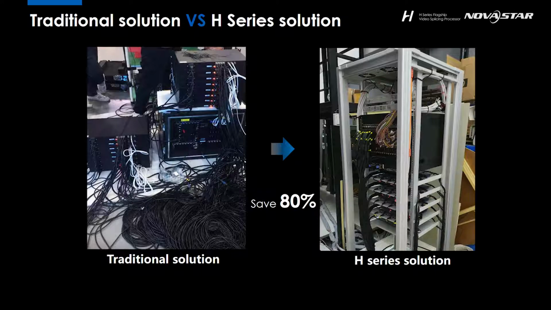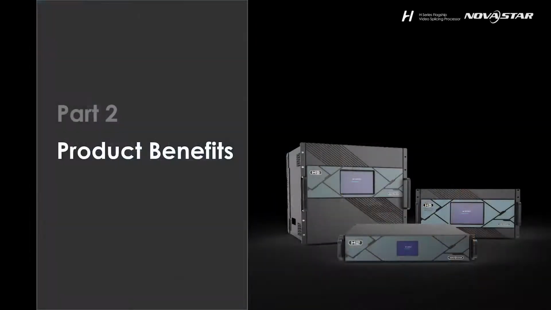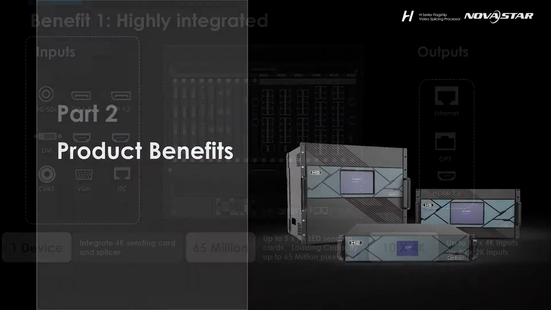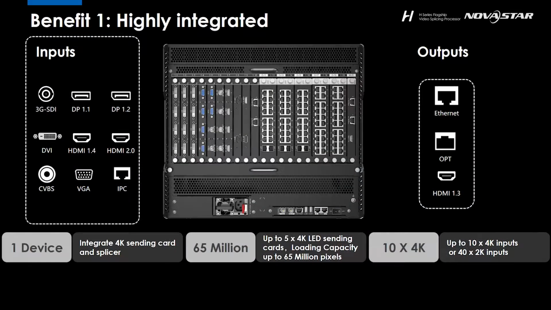Okay, Simon, could you please tell us more about it? Of course. What I'm trying to say is product benefit number 1: highly integrated. Let's take a closer look at, for example, the H9 together. Okay. This block is like a bomb. Wow. It has both a 4K splicer and a 4K sending card integrated.